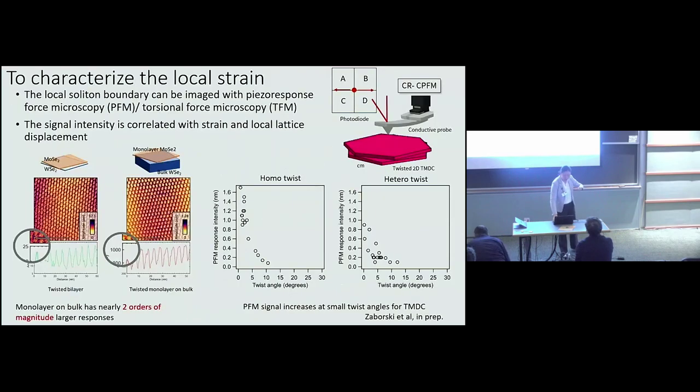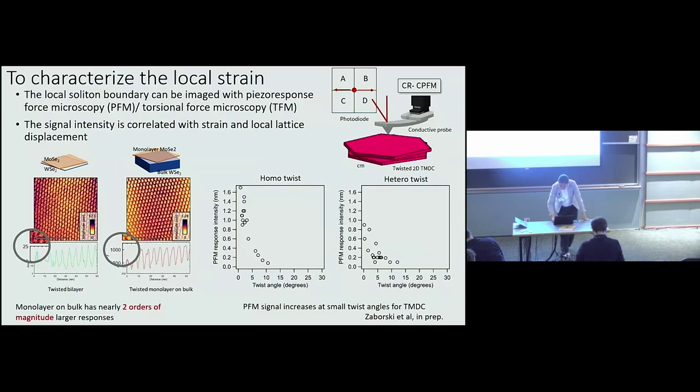We can also see that different amount of distortion just by looking at the signal intensities of the piezo response force microscope. The intensity of this probes the local strain and the local lattice displacement that creates a difference in the resonance feature of the tip. Here you will see that in our monolayer on bulk structures, the PFM response is almost 2 orders of magnitude larger compared with that of the pure bilayers. That is a clear distinction that the periodic lattice deformation for monolayer on bulk is different from pure bilayers.